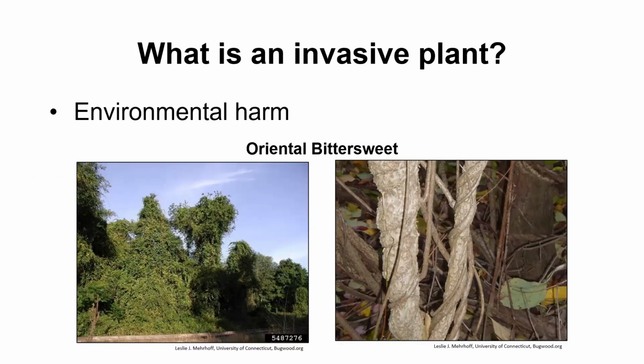And then environmental harm. So we all know Oriental bittersweet, right? It's lovely in the fall. I love that to decorate around Thanksgiving. But if the birds eat the seeds or they just spread, it will easily take over a woodland area. And the vines are very, very strong. You can see on the right, what they'll do is they'll climb up a tree and will suffocate it. And sometimes the weight of the vine will actually bring the tree down.